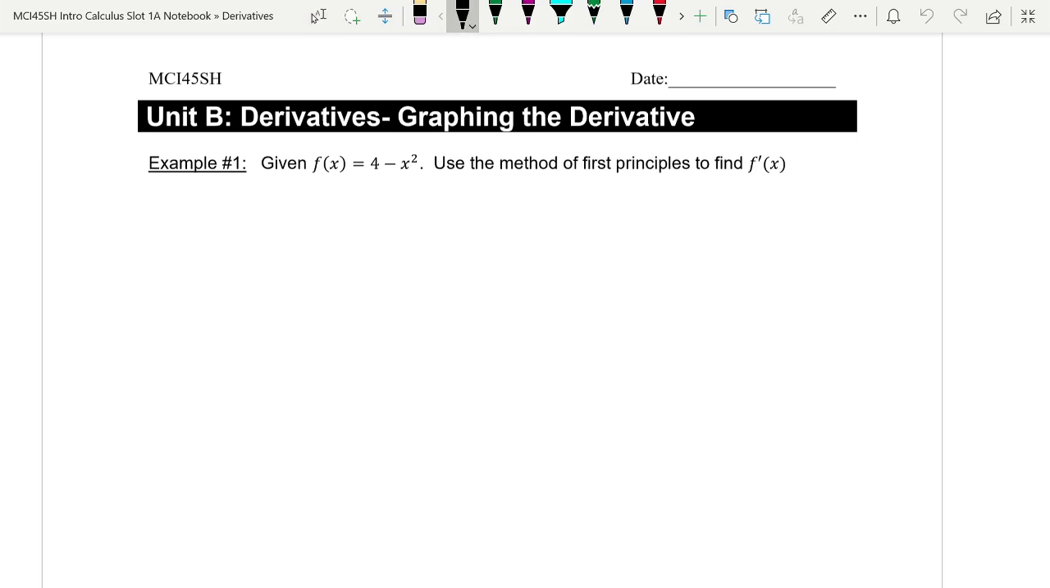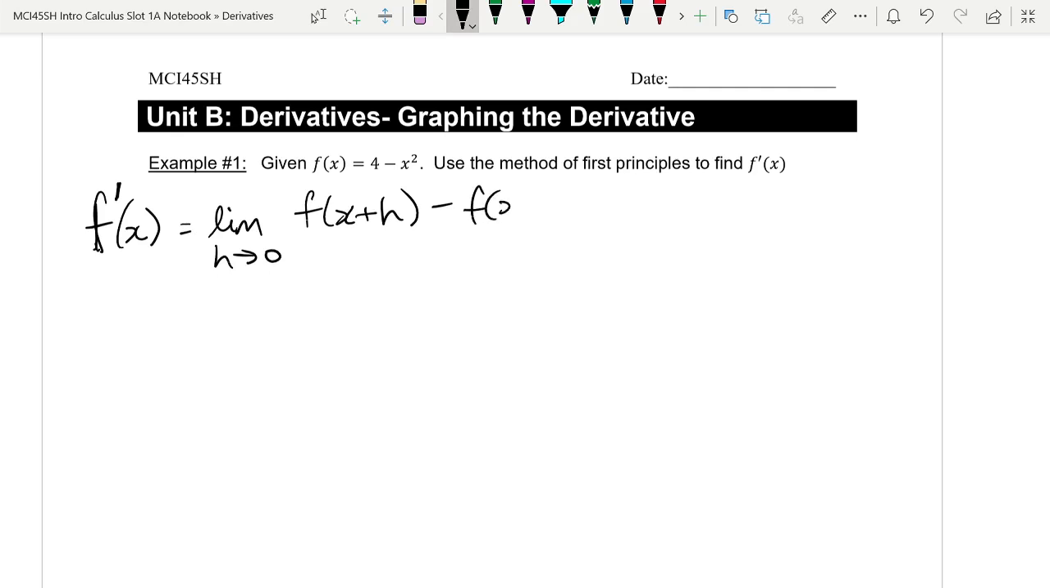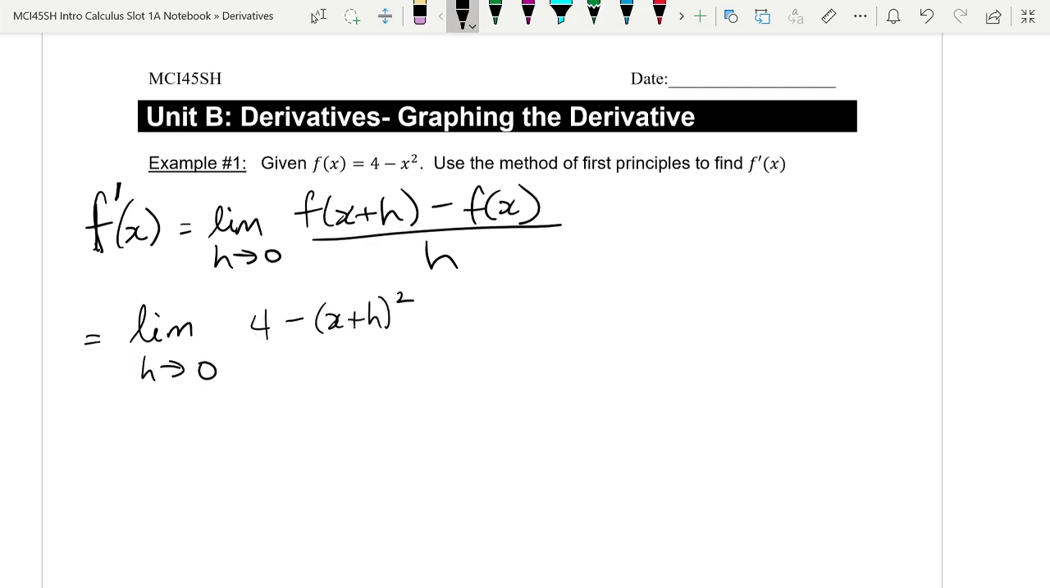F of x, oh, hang on, I'm on the wrong page. There we go. F of x, or sorry, f primed of x, the derivative, is equal to the limit as h approaches 0 of f of x plus h minus f of x all over h. Okay, so in this case, f of x is 4 minus x squared. So this is going to equal the limit as h approaches 0. And instead of 4 minus x squared, I'm going to replace x with x plus h. So that'll be 4 minus x plus h squared.